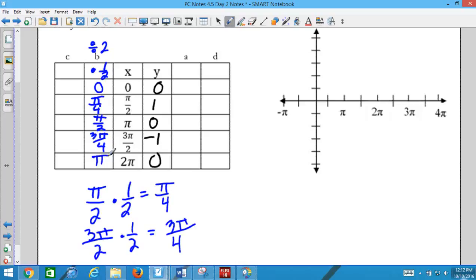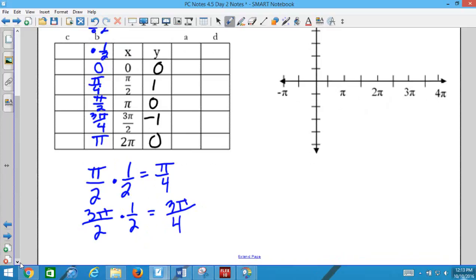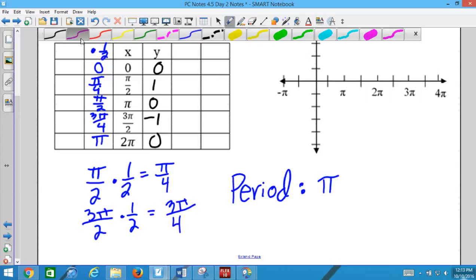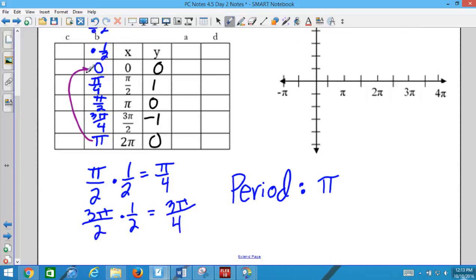Now, you're going to be answering questions like, what is the period? Pi. How'd you get that? Well, normally it's 2 pi, but if you look at the bottom, it's pi. Period is how long it takes for it to complete one cycle. Normally it's 2 pi, and if we divide that by 2, that would equal pi. If we look in our chart, from pi back to 0, how far did it go? That's pi.